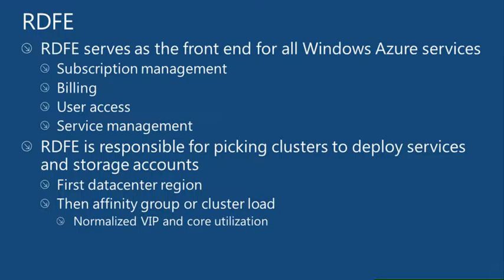But which Fabric controller it picks depends on what you've told it as far as constraints. So one of the things you can do when you go to the portal and deploy your service, or use the management APIs, is say, I want to go to this region, like North Central US. Well, you can't really do that anymore if you're new. But how about East US? That dictates which data center or data centers RDFE can pick to deploy to.